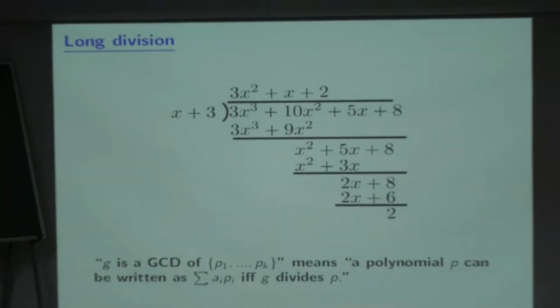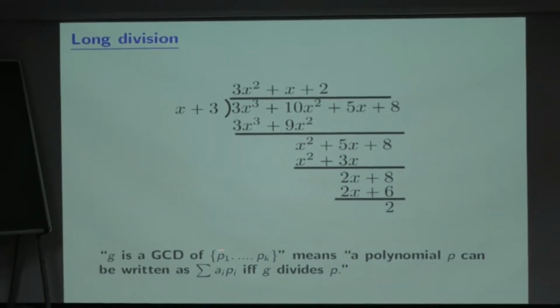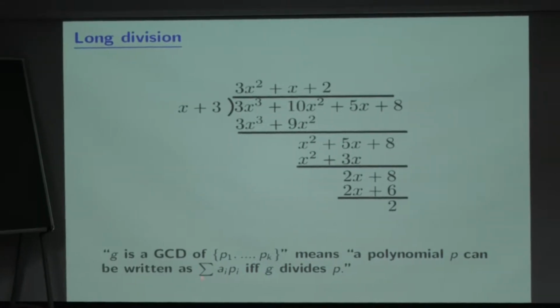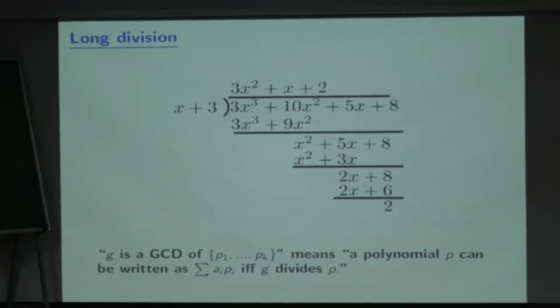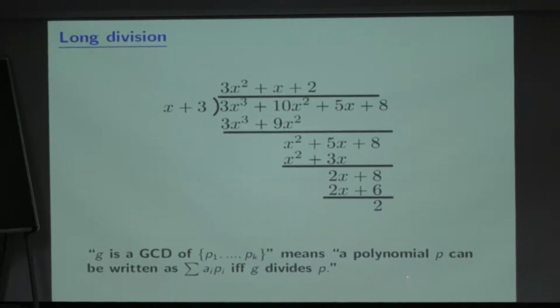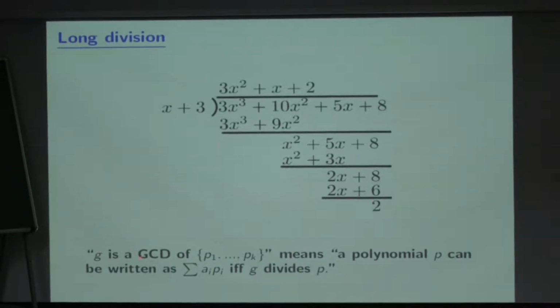So when I say that G is the GCD of a bunch of polynomials, basically we mean this. A polynomial P can be written in this form if and only if G divides P. So I can say that is actually the definition. Of course, we typically in school define it in a slightly different way, but it is actually the equivalent thing. This is what GCD means: you can write something in this form if G divides P.